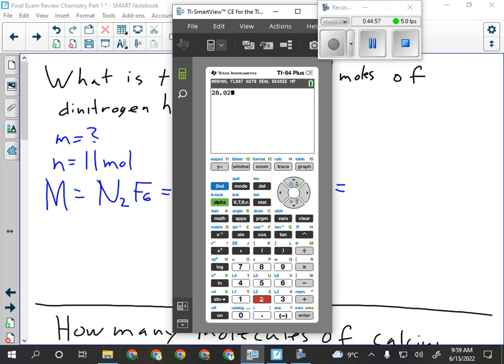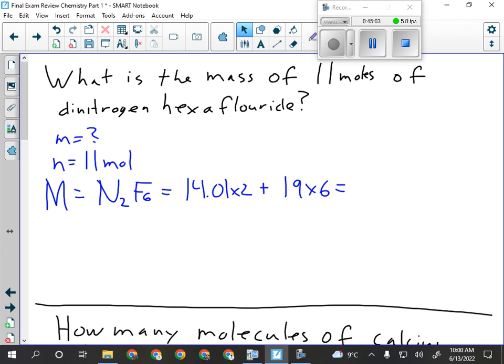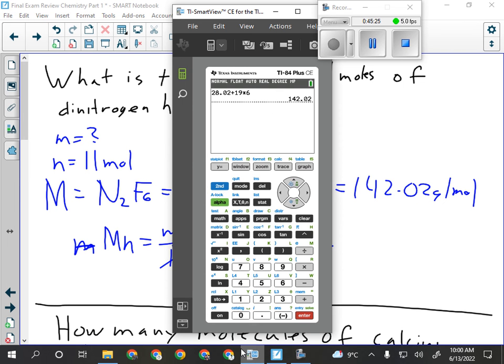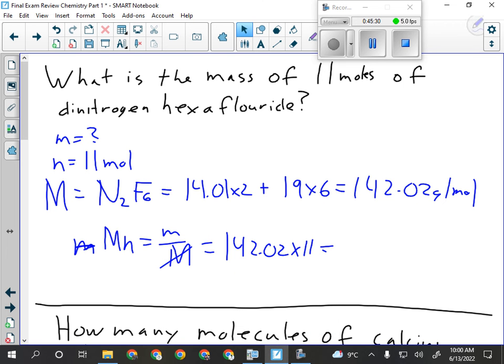Okay, so 28.02, plus 19 times 6. We're looking at 142.02 grams per mole. And if we are now going to calculate mass, we have to manipulate the mole equation. So n equals little m over big M, multiply both sides by M. So we'll have 142.02 times 11, and that'll get us our overall mass. So 1562.22 grams. That would be our overall mass.